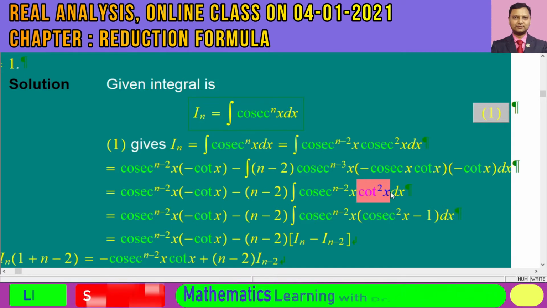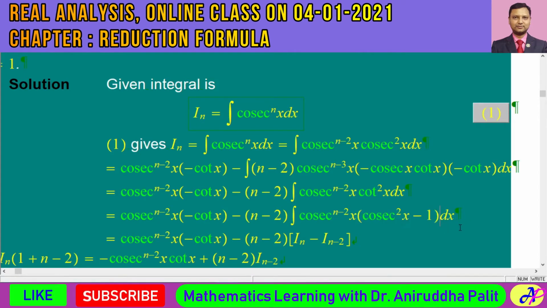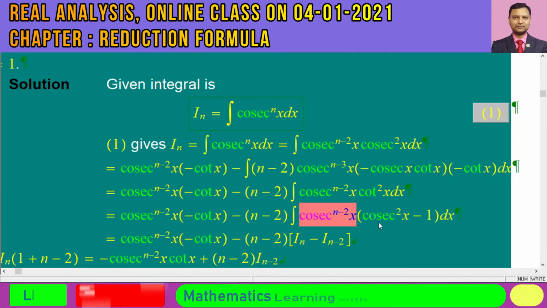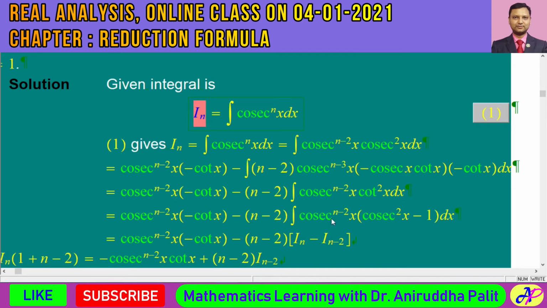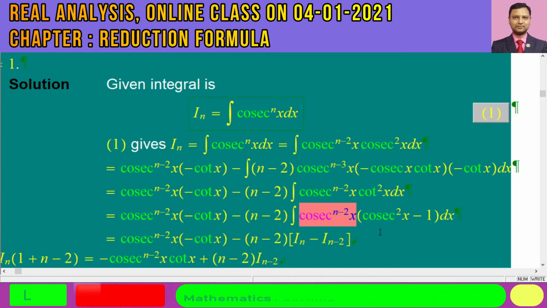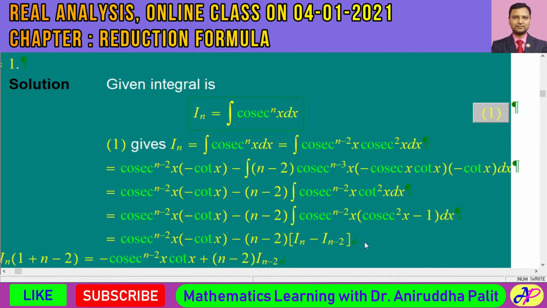Now, this cot square x can be considered as cosec square x minus 1, a standard formula. Cot square x is equal to cosec square x minus 1. And then this cosec square x, whenever it is multiplied by cosec to the power of n minus 2 x, will produce cosec to the power of n. That means the integral of cosec to the power of n, that is In. Therefore, the first term would be equal to 1 by n minus 1 into cosec to the power of n minus 2 x cot x. The integral of cosec to the power of n minus 2 x would appear, and that integral can be considered as I n minus 2. So this total integral can be written as In minus I n minus 2.